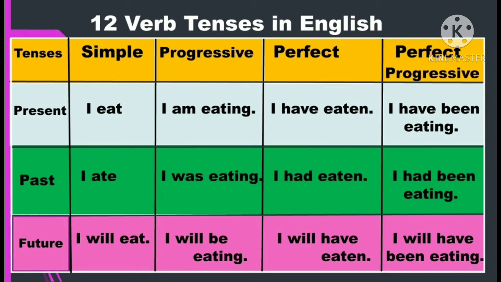And the next one is future tense. Simple future. Example, I will eat. Future continuous tense. I will be eating. Future perfect tense. I will have eaten. And the last one is future perfect continuous tense. Example, I will have been eating.